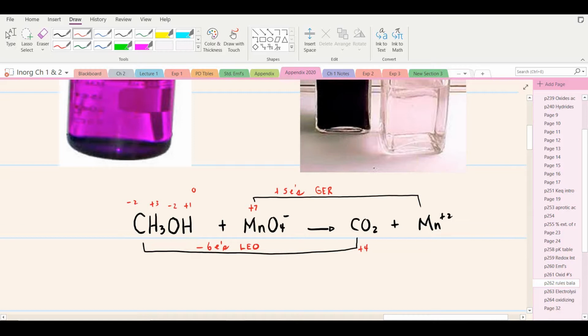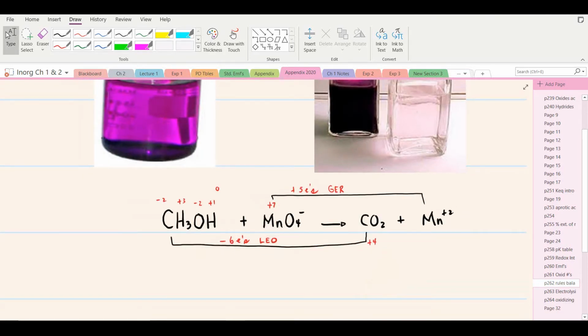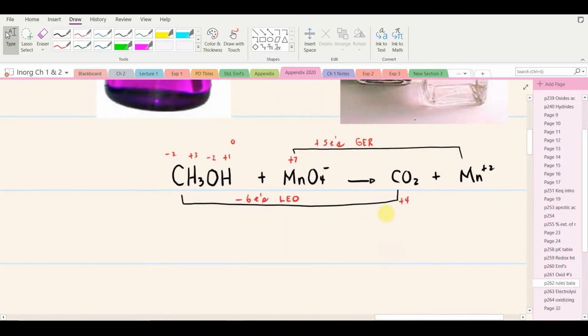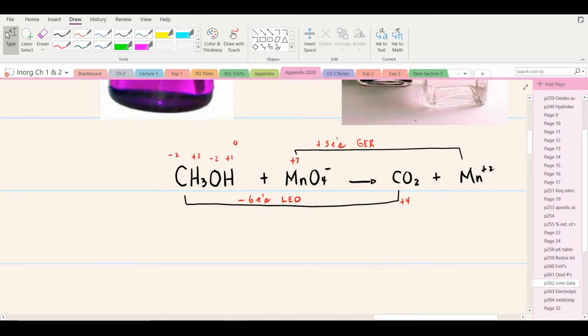You could do this without this method, but I'm going to start here, and you will find that particularly in organic reactions where they have complicated organic molecules, it's virtually impossible to balance by inspection, so the method works in any case. So here is the method for doing that. Now the rules are listed on the previous page.